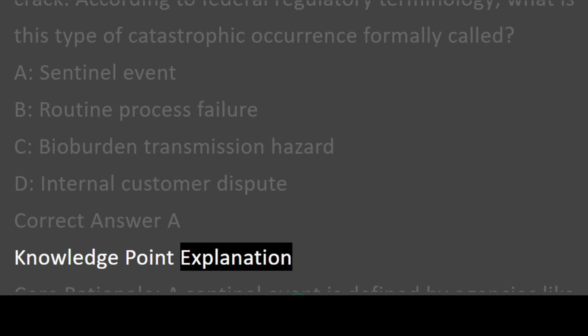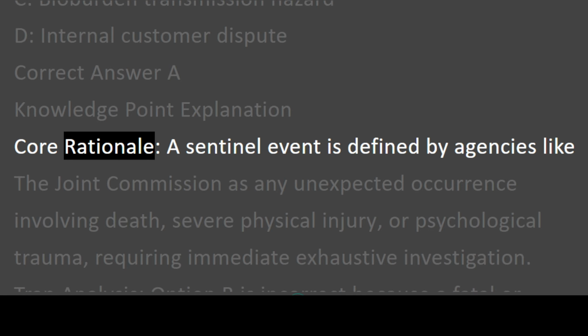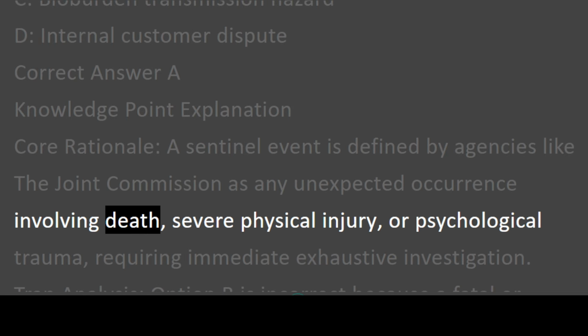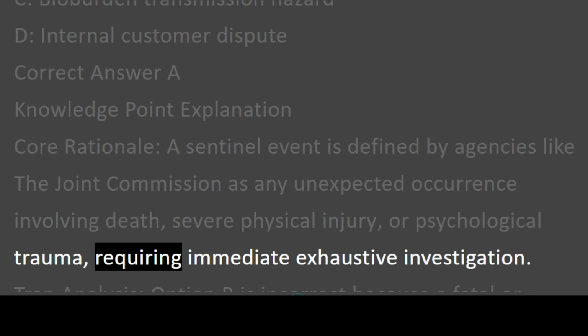Knowledge point explanation. Core rationale. A sentinel event is defined by agencies like the Joint Commission as any unexpected occurrence involving death, severe physical injury, or psychological trauma, requiring immediate exhaustive investigation.